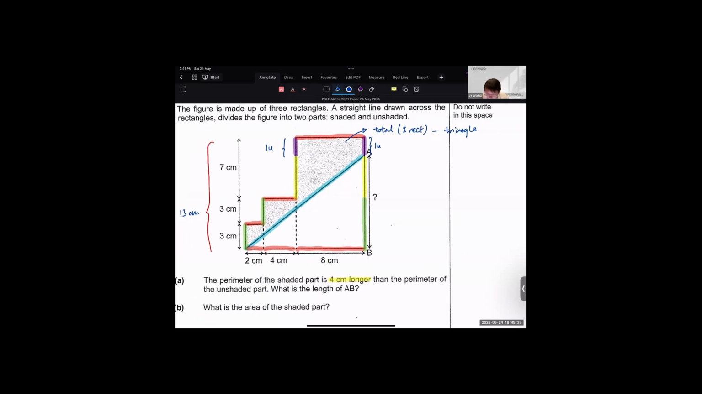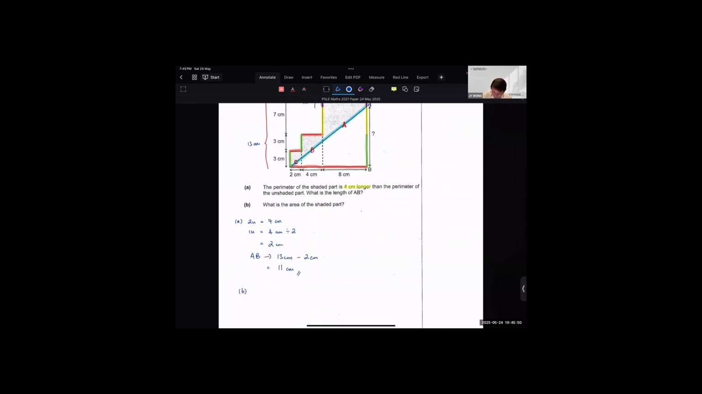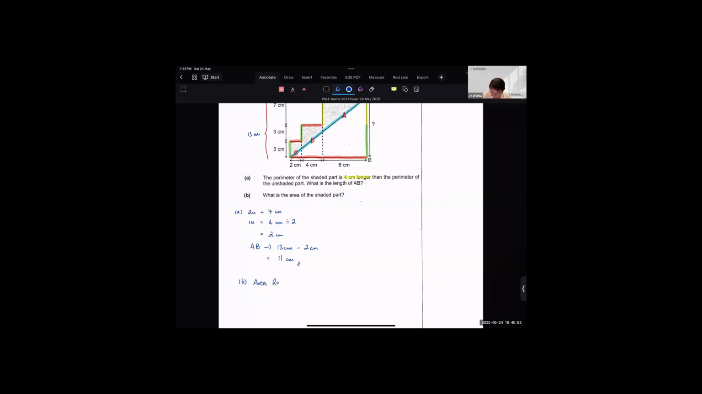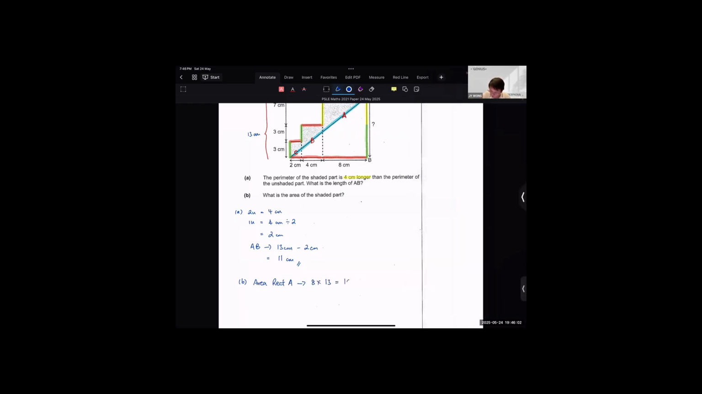So once you can find the length of AB, you should be able to find the area of the whole thing. You know that the large triangle, I'm just going to divide them into three parts. I'm going to divide them into rectangle A, rectangle B, rectangle C. So area of rectangle A is given by 8 times 13 to give me 104.